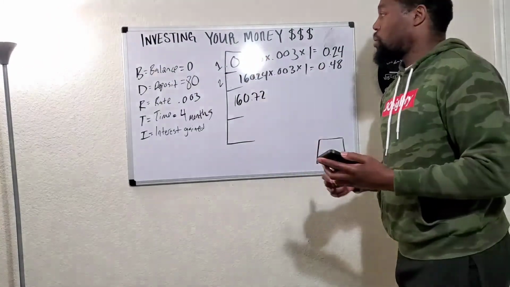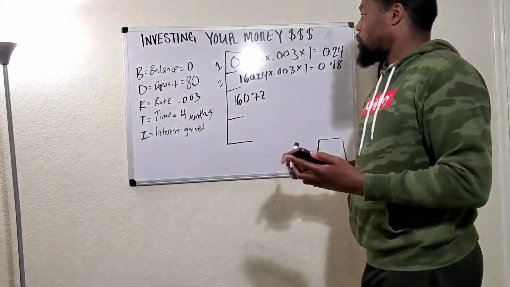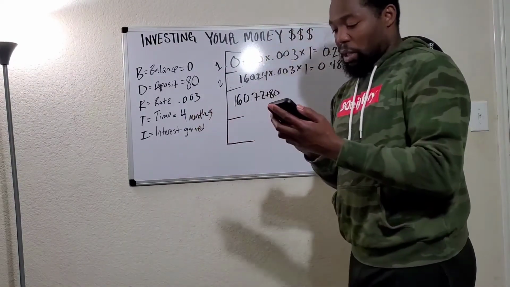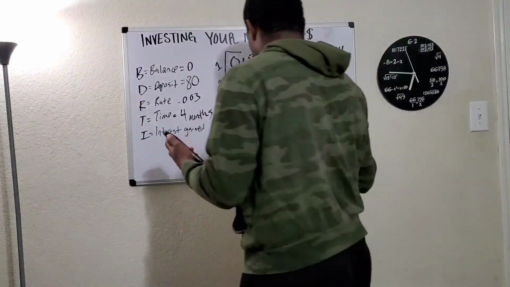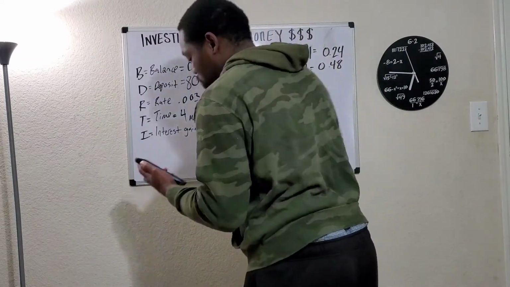What do we do next? I'm going to give you a second and you can answer it out loud, or you can just think, oh, I know what to do. We're going to add it. We're going to add $80 to that, right? So now we have $240.72.